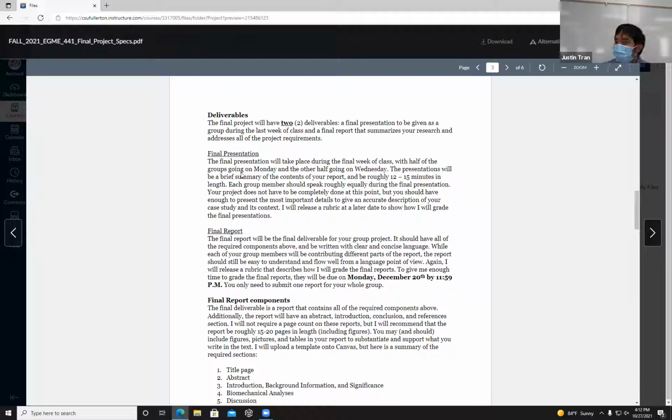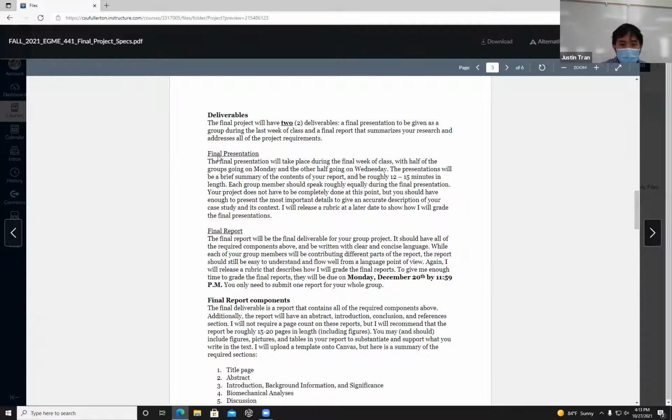The presentation should summarize all the aspects of your project, so it should go through the introduction, the biomechanical analysis, and the discussion. It should be a nice package deal like that. And you should think of your final presentation as a lesson that you give. So aim for your presentation to be as educational as possible.